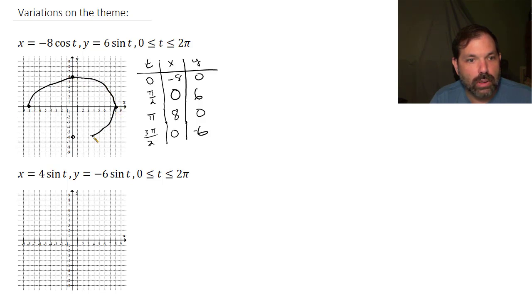Poorly drawn. Okay, but there's the curve. Let's make sure to show the direction of the curve. And this is my initial and terminal point at negative 8, 0. Alright, so this is my initial. And then at 2 pi, I get the same terminal point at negative 8, 0.